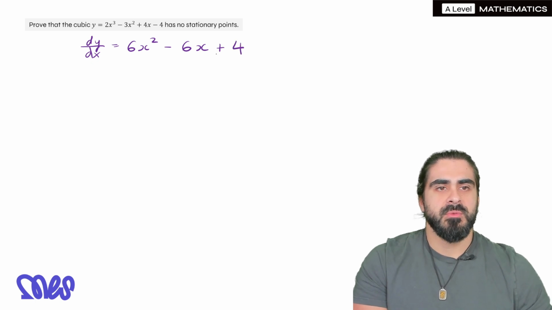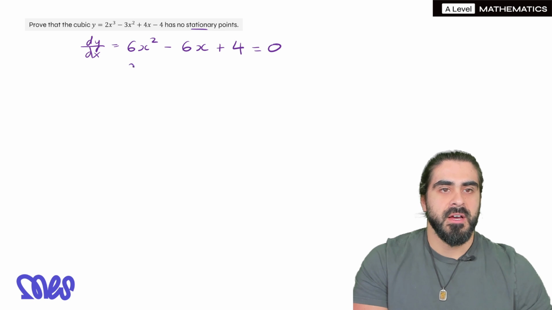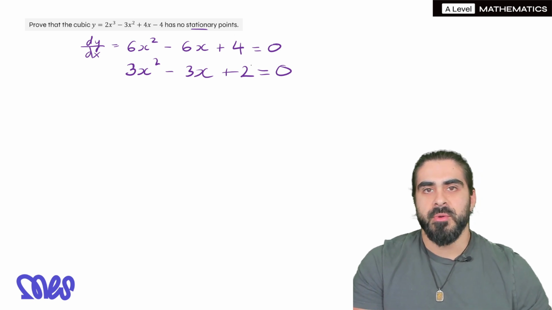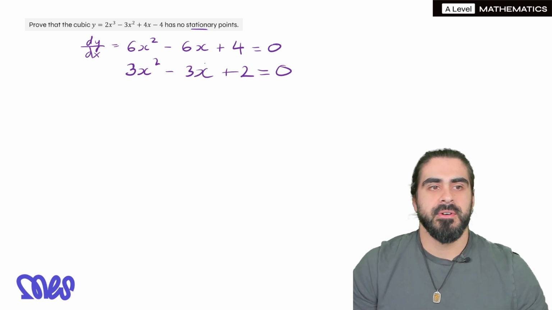Now we've got to determine whether this has solutions or not. For a stationary point, we're going to make it equal to 0. We can divide through by 2, sorry. So we get 3x squared minus 3x plus 2 equals 0. Now to prove that this does not have stationary points, we need to somehow show that this quadratic has no solutions. And we're not allowed to just type this in the calculator and say there's a math error.